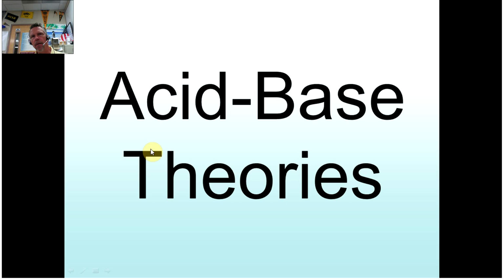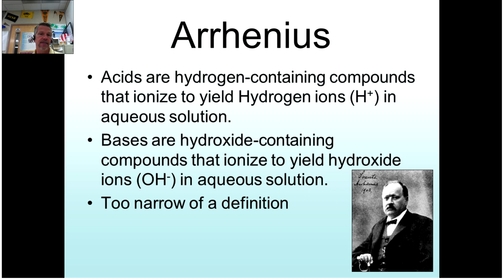All right, we're going to delve into acid and base theories now, or in other words, chemical theories that describe what is an acid and what is a base. There are 3 of these that you need to know, named for the people who discovered them. The first is Arrhenius, who lived quite a long time ago, in the 1800s. His acid-base theory definition is that acids are hydrogen-containing compounds that can produce hydrogen ions in solution.